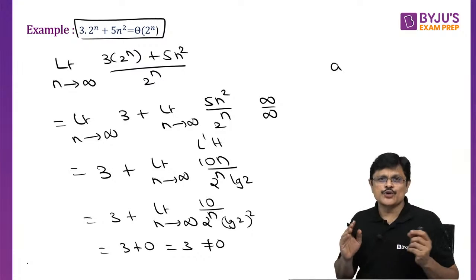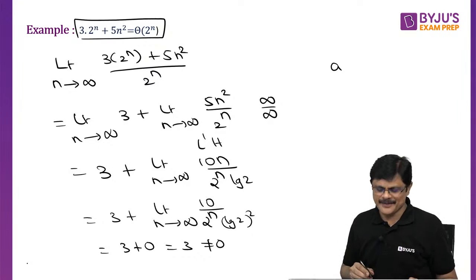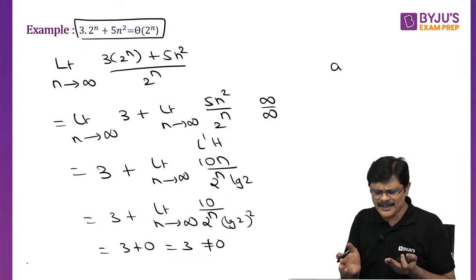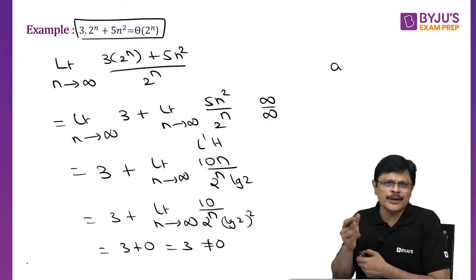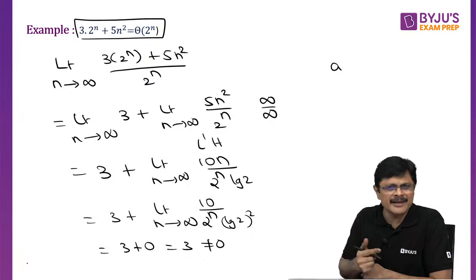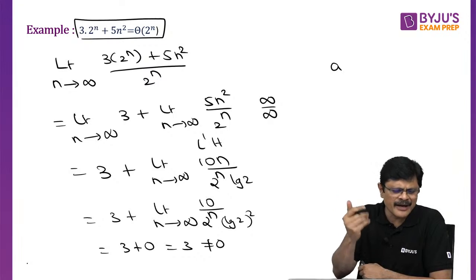Am I clear? So this is about big theta, my dear friends. And for this problem, if you use C1, C2, that way also you can solve it. So C1 you may take 2 and C2 you may take 3, or 4, 5, or any big number, you can take it. And you can try that.